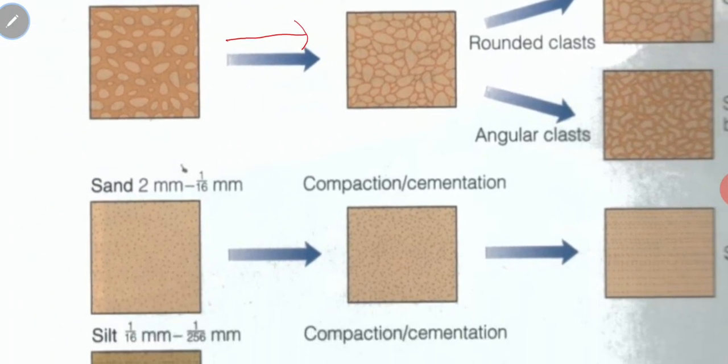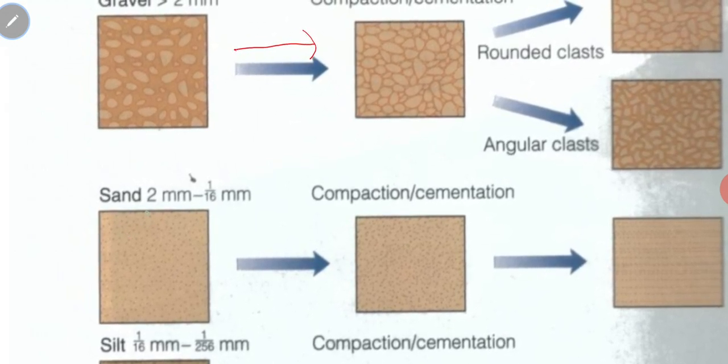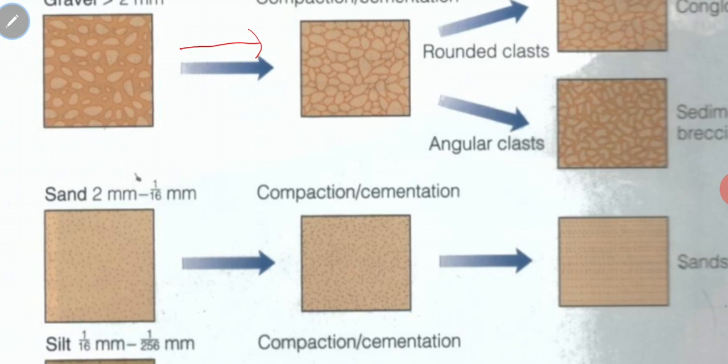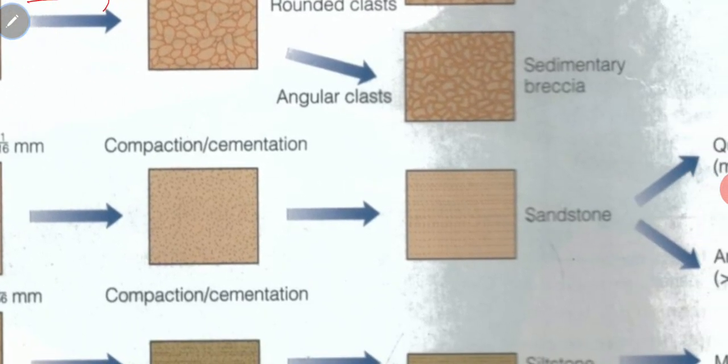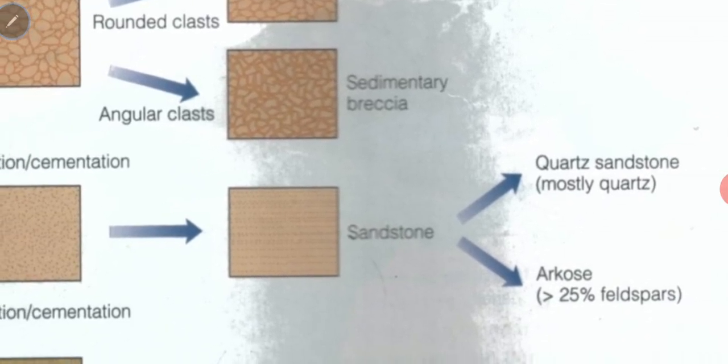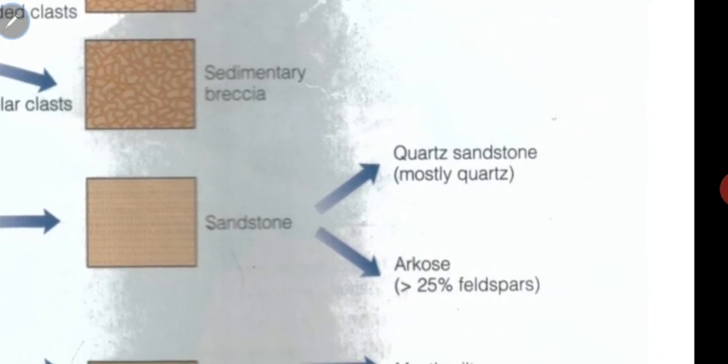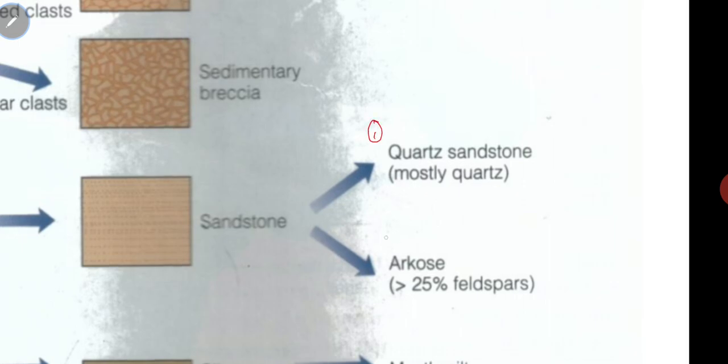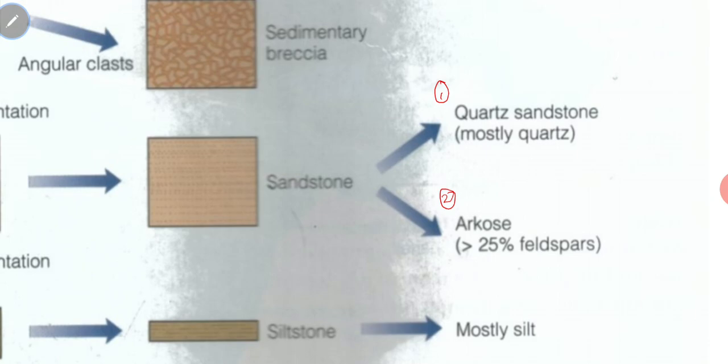And next is sand. Sand is the rock fragment whose diameter is 2 mm to 1/16 mm. So this one is smaller than gravel. It also goes through the compaction and cementation process, and as a result, we have two types of sandstone. The first one is quartz sandstone, and the second one is the arkose, which is more than 25% feldspar.